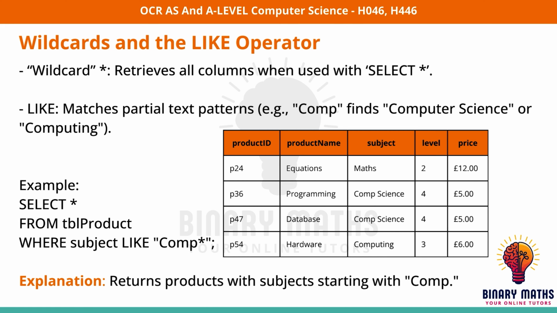For example, let's say we want to find all products where the subject starts with comp. We can use the LIKE operator with a wildcard like what you can see on your screen. This query will return all products where the subject starts with comp, such as computer science or computing. The asterisk tells SQL to match any characters that come after comp.